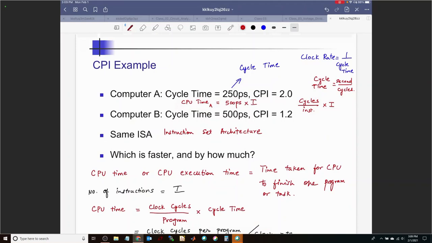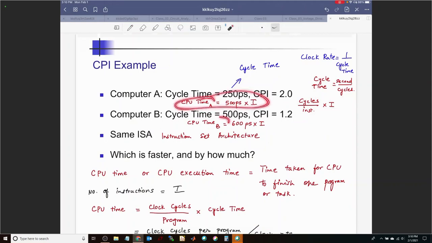Now I can do the same thing for CPU B. CPU time B is 500 times 1.2 times I, right? So that would be 600 picoseconds multiplied by I. Now what do I do with these numbers? I have gotten CPU time here and CPU time here. How do I use CPU time to comment about performance?